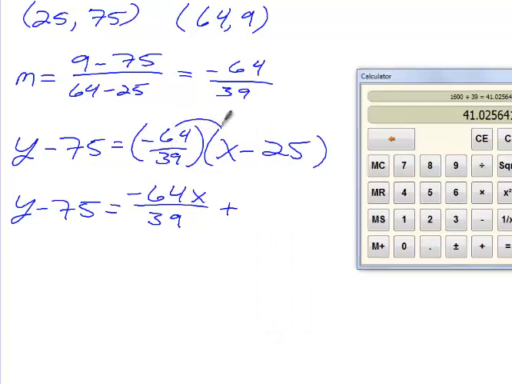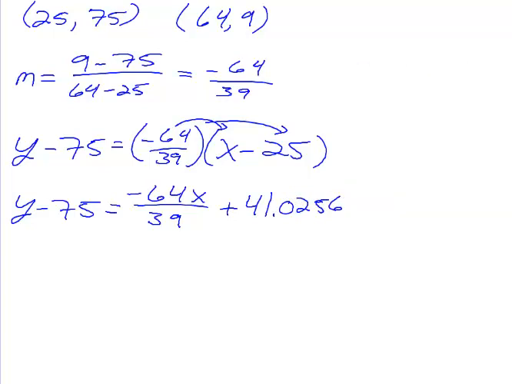I'm taking this and I'm distributing it in. So negative 64 over 39 times x is negative 64x over 39. Negative 64 over 39 times negative 25 is 41.025641. Okay? Yeah, the 4 decimal places, though. So you're going to put down for your answer 41.0256. Everybody all right with that? Yeah? All right, so now how do I get y by itself? Add 75.